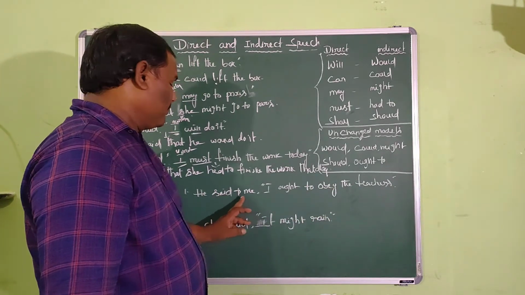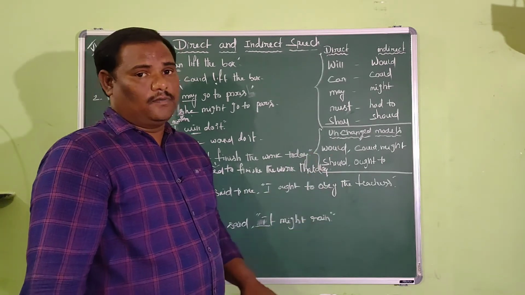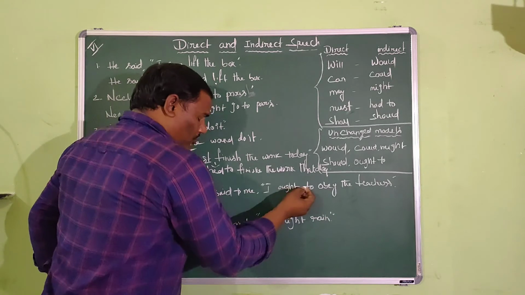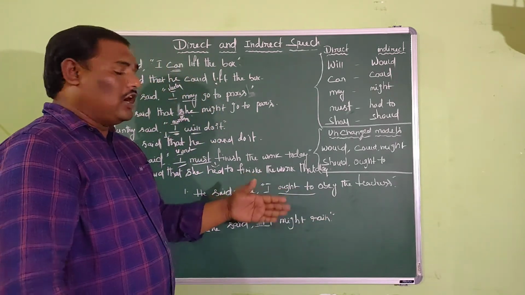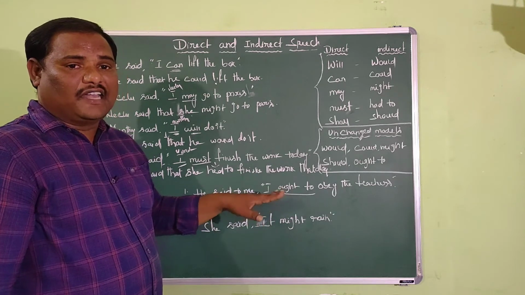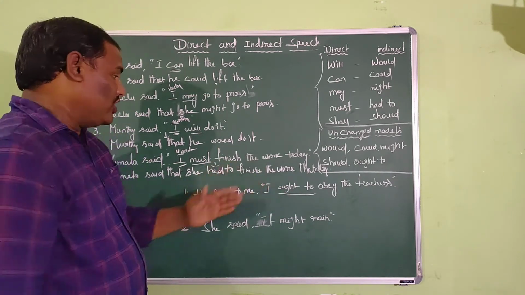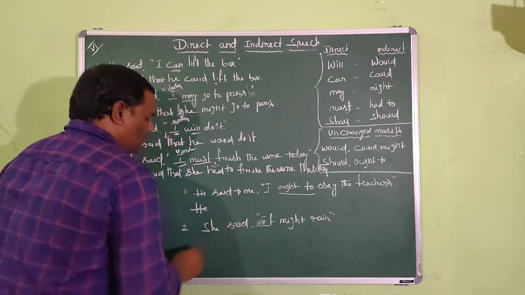He said to me, I ought to obey the teacher. He said to me, I ought to obey the teacher. Here, you can see the modal auxiliary ought to. And we cannot change this modal auxiliary ought to when we change the sentence from direct to indirect. We cannot do any change in the modal auxiliary. Okay, dear friends, let us try to answer this question.